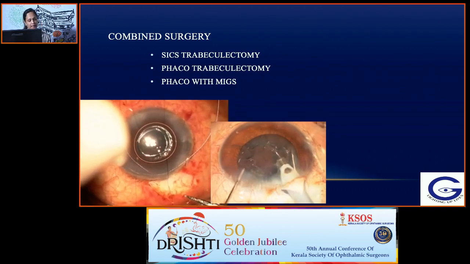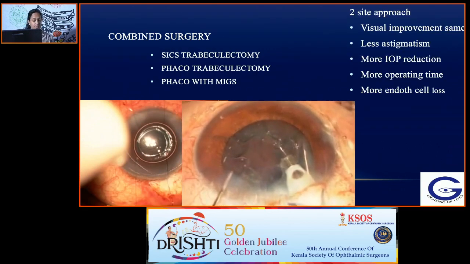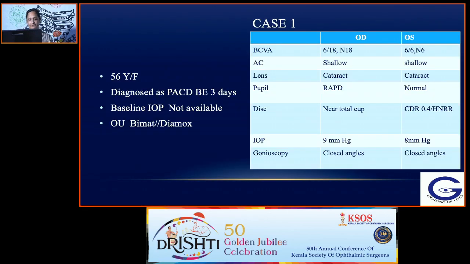With phaco, you can do either a two-stage procedure or a single-stage procedure, and two-site or single-site. With the two-site approach, the visual improvement is the same as single-site, but the astigmatism will be less in the two-site approach, and the IOP reduction may be more. But it takes more operating time and more endothelial cell loss is reported.